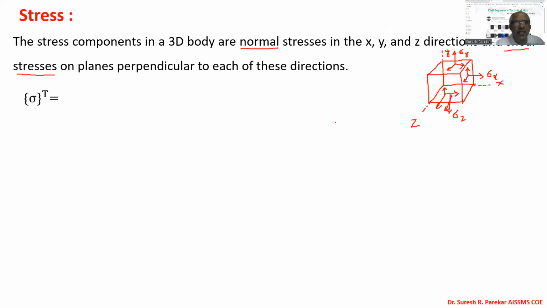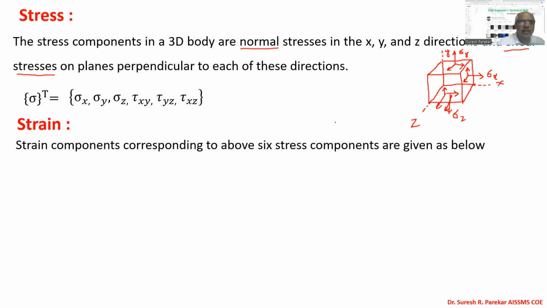And accompanying these stresses, we have 6 strains. So you can see this. The strain components corresponding to the above stress components are given below. We have 3 normal strains and 3 shear strains. So along X, Y, Z, we are going to have epsilon X, epsilon Y, epsilon Z. And again, I have just explained this in this fashion.